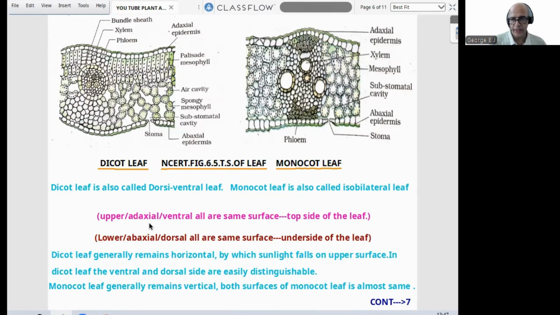Upper: adaxial, ventral, upper surface of leaf, top side of the leaf. Lower: abaxial, dorsal, that is underside of the leaf. So the synonyms, I think it is clear. Now we can proceed to the next aspect.